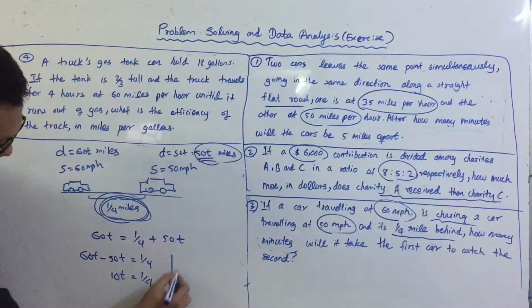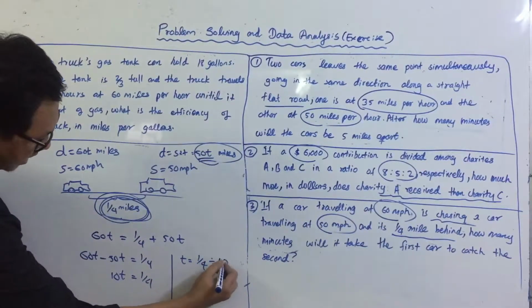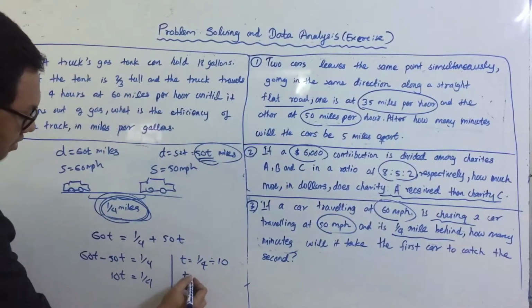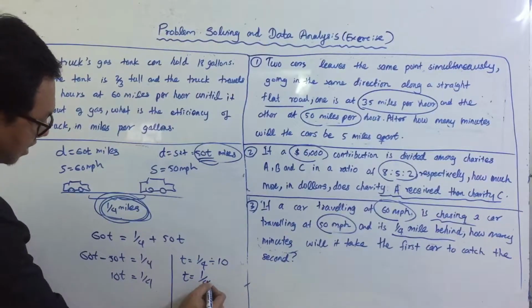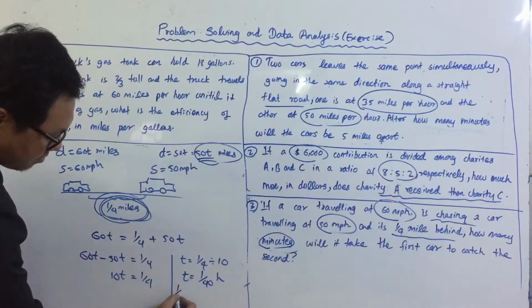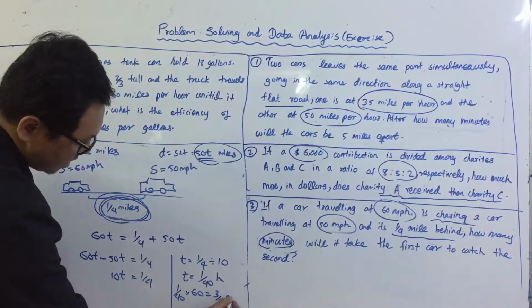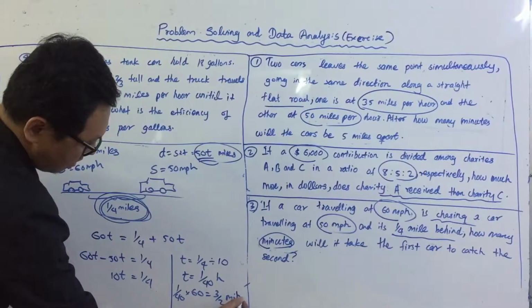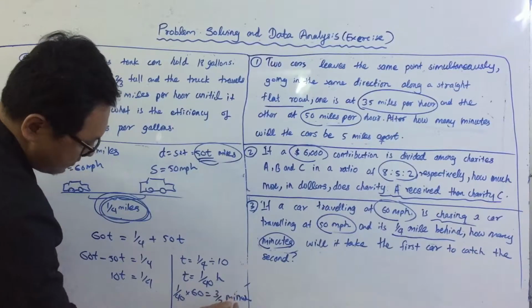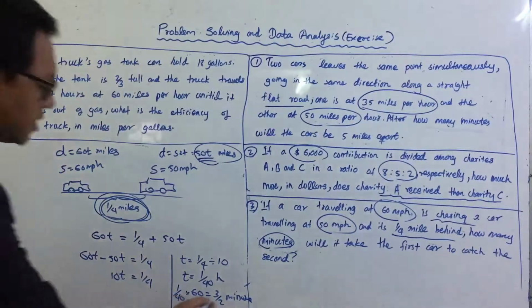So t is equal to 1/4 divided by 10, which is t is equal to 1 over 40 hours. But they're asking for minutes, so you have to change it to minutes. 1/40 times 60 equal to 3/2 minutes, which is 1.5 minutes. This is the answer.